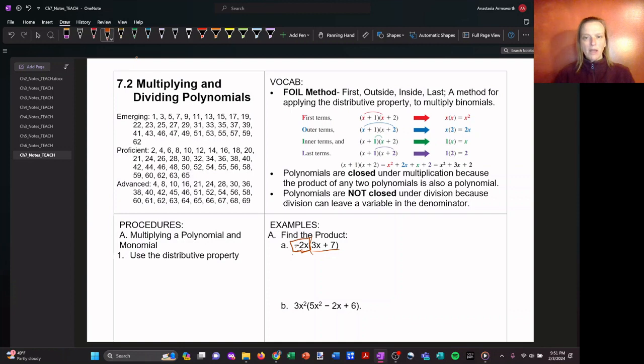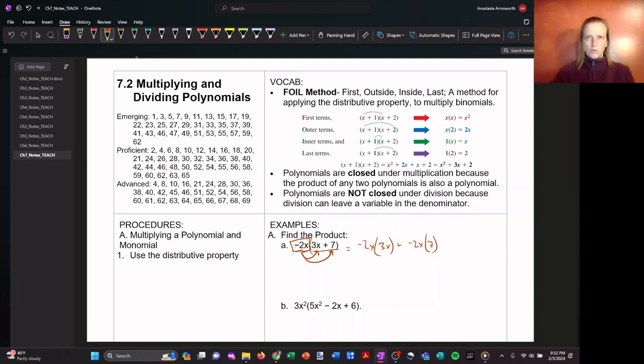To use the distributive property, I have to take this term and multiply it by the first term, and this term and multiply it by the second term. I have to multiply what's outside the parentheses by what's inside each term inside the parentheses. So negative 2x times 3x plus negative 2x times 7 is an equivalent way to write this.